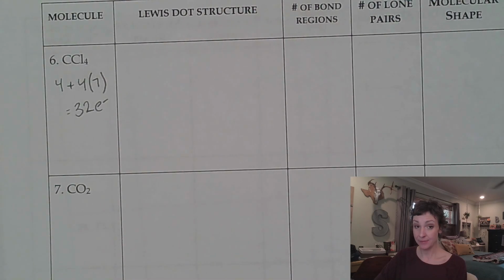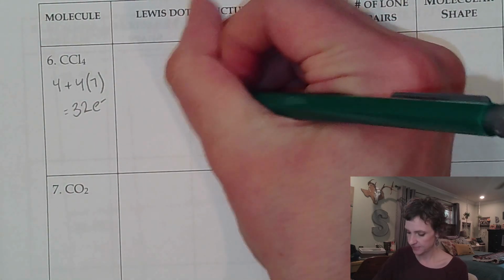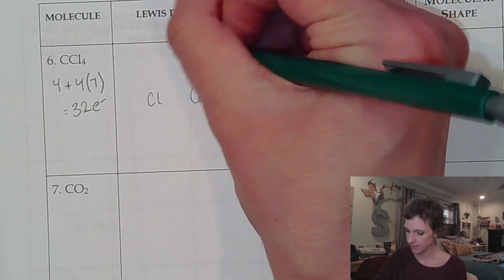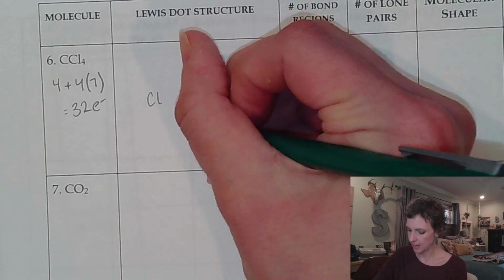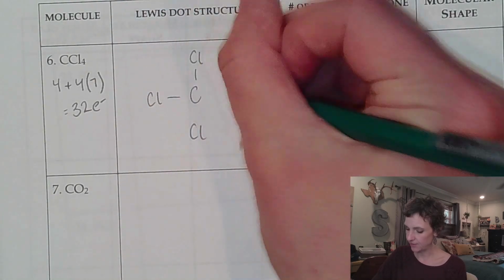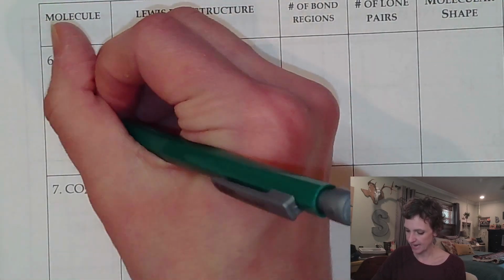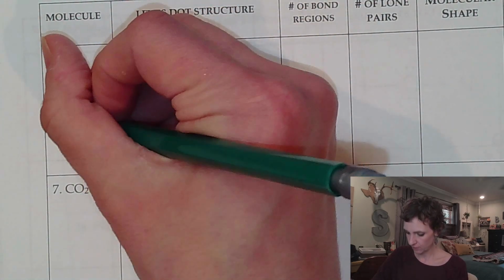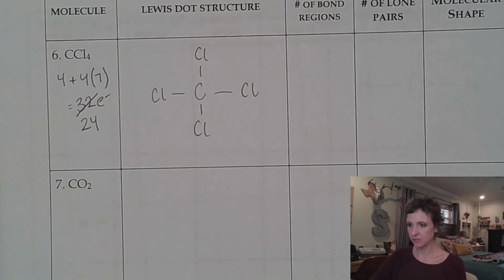So my central atom is going to be carbon, because there is one of him. And then I've got 4 chlorines that I will put around my carbon. Haven't drawn any lines yet. Connect everybody up to the central atom. 1, 2, 3, 4, 5, 6, 7, 8. I've used 8. So 32 minus 8 is going to give me 24 electrons. Like that. Still a lot of electrons.